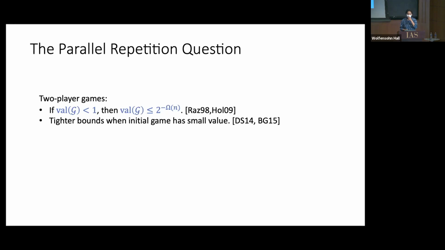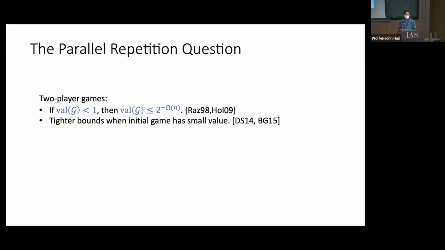So parallel repetition decreases the value exponentially fast for two-player games. Let me mention that there was an earlier result just showing that the value of g^n goes to 0. This by itself is not trivial, and it follows from the Hales-Jewett theorem from combinatorics.